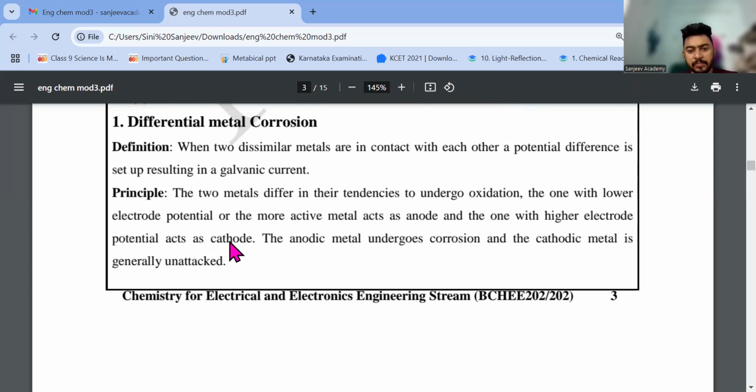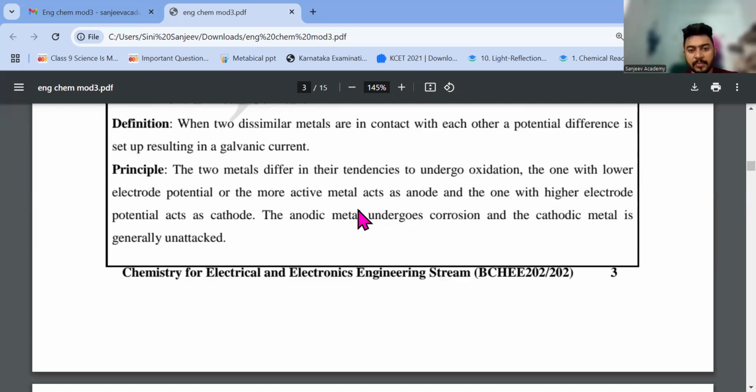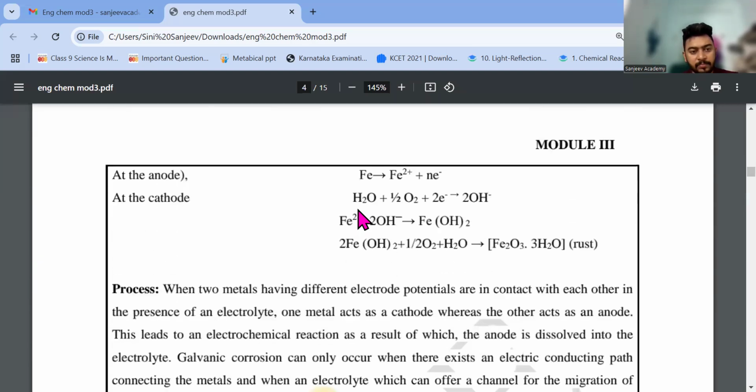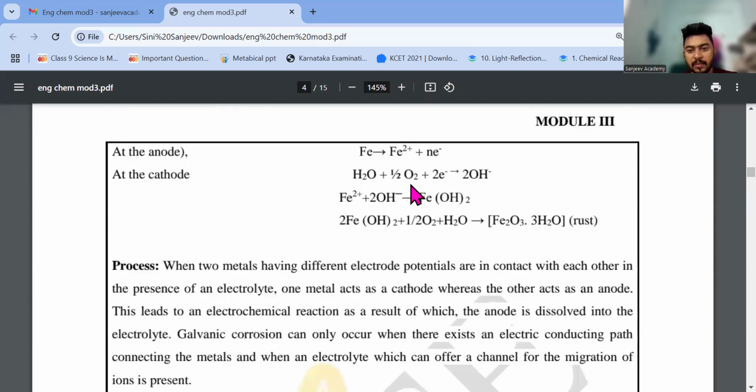Same thing. Obviously the anodic part will undergo corrosion because it is losing electrons, and they are going to deposit at the cathode. Same thing, up to rust you have to study.